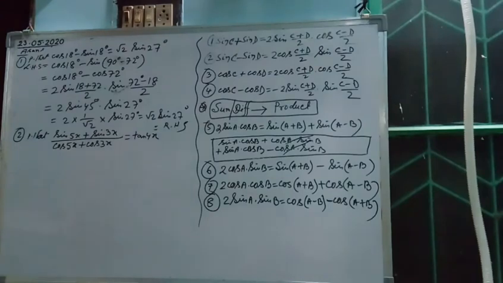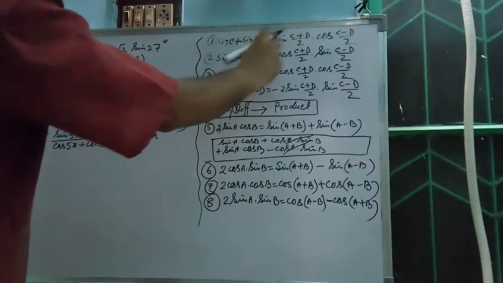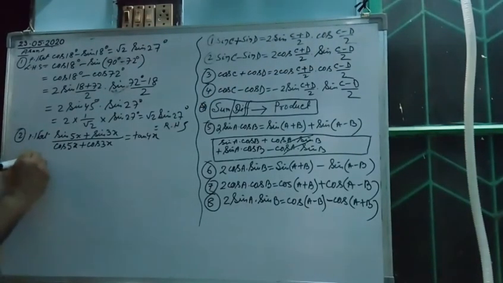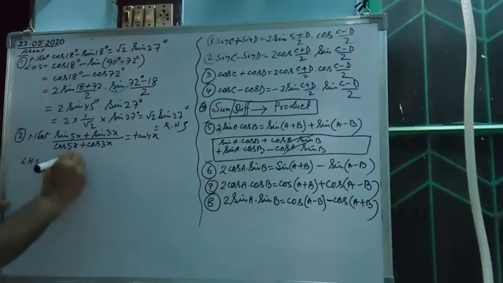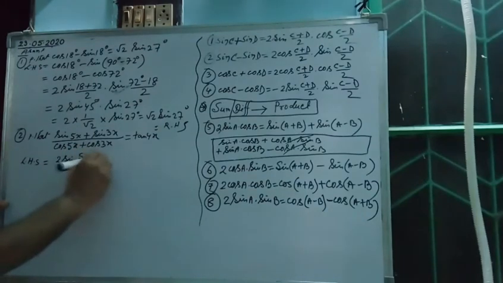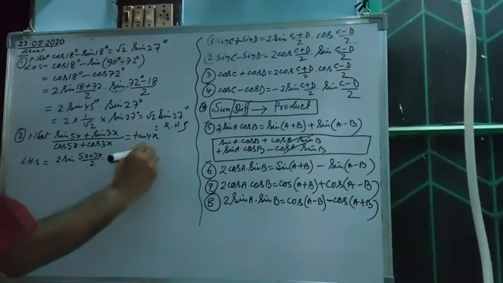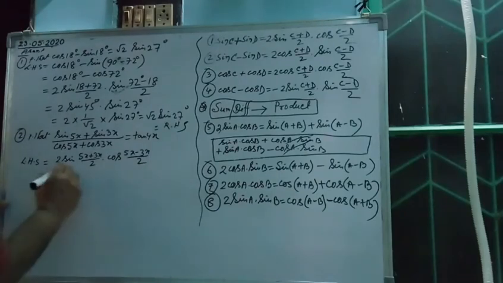So what do we do here? Simply we put the formulas of sin c plus sin d and cos c plus cos d. You know the formula: sin c plus sin d is 2 sin (c plus d)/2 into cos (c minus d)/2. So the left hand side is equal to 2 sin (5x plus 3x)/2 into cos (5x minus 3x)/2, over cos c plus cos d.